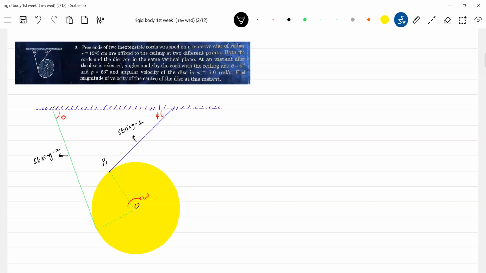Okay, let me call this point P1 and let this be P2. The moment you release the disk, what is the state of these strings? In mechanics, if you have any string connected to a rigid body with some motion, the strings will be taut. The strings are taut, and we are discussing what the velocity of this point should be. It should be 0 because they're connected to the ceiling. So the velocity of point P1 along the string must be equal to 0.